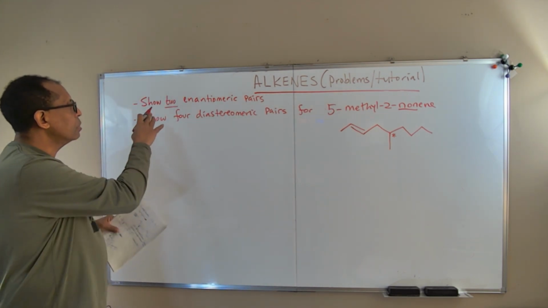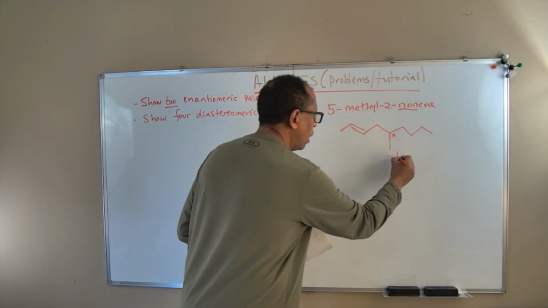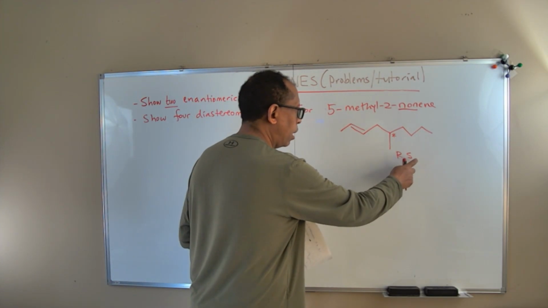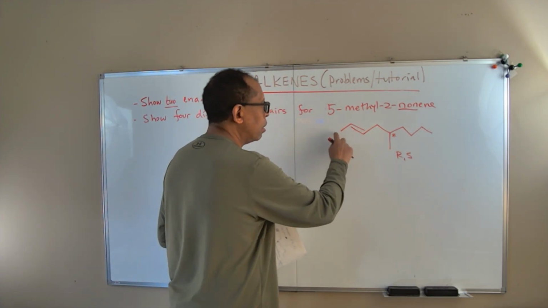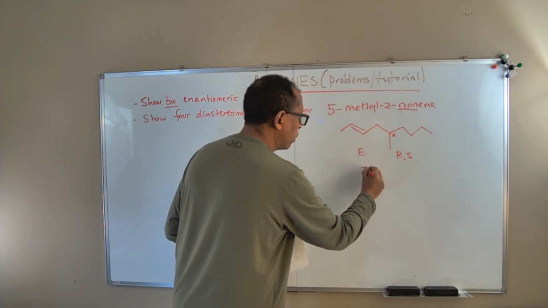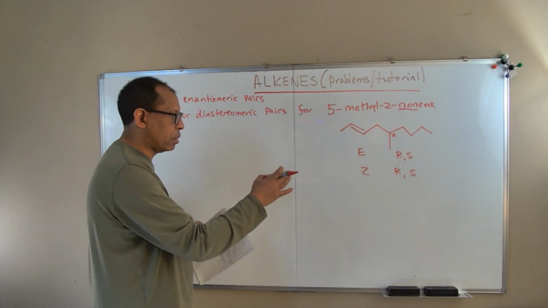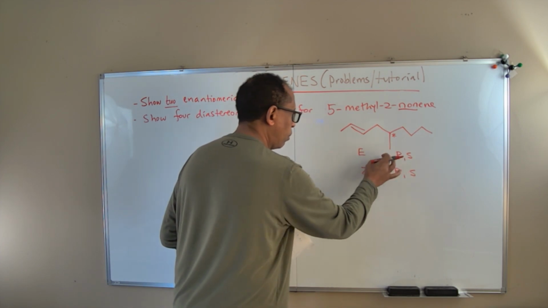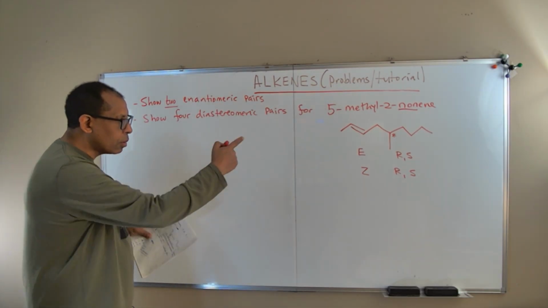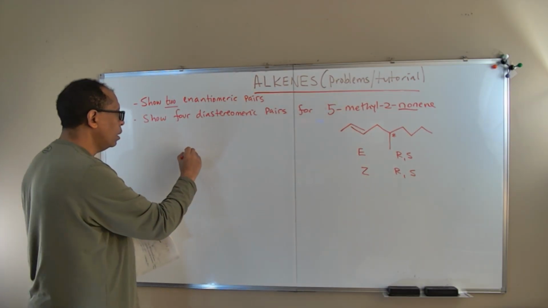two pairs in terms of R and S for this, R, S, but also this is one pair. You have an R and S, and this is, for example, an E configuration. So you would have for E, and for Z you would have R and S. So these are enantiomeric pairs. This is one pair for R and S, and this is one pair, R and S.